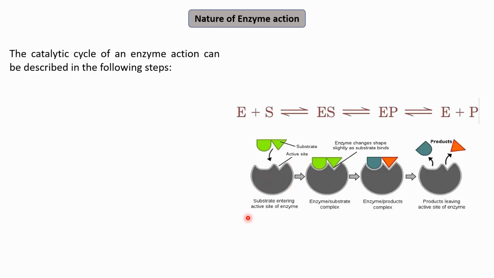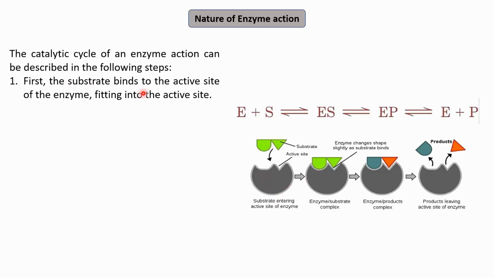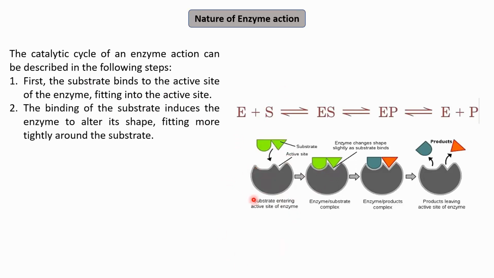So basically, in the first step, the substrate binds to the active site, fitting into the active site. So there is an interaction between the enzyme and the substrate. This interaction, or the binding of the substrate, induces a little bit of change in the shape. As we can see, there is a little change in the shape that allows the substrate to fit into the enzyme more tightly, leading to the formation of the enzyme substrate complex.